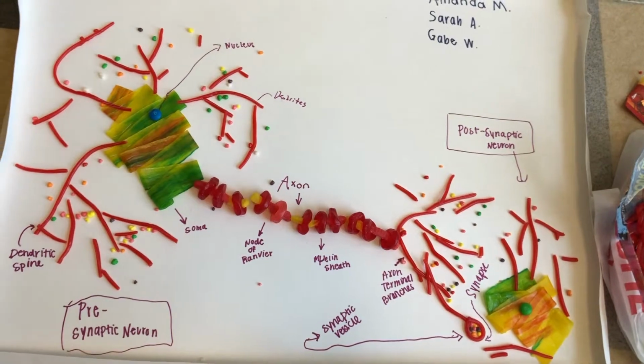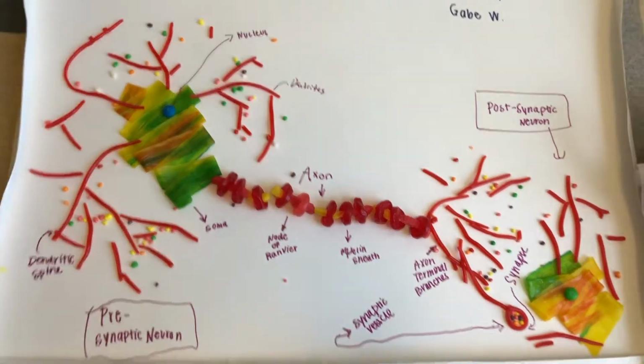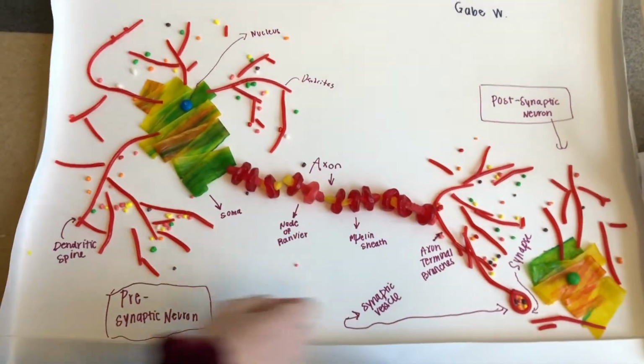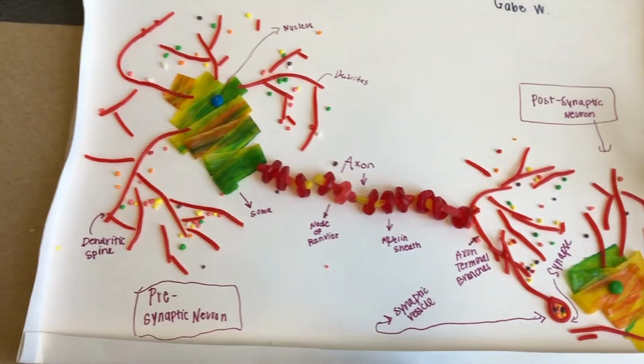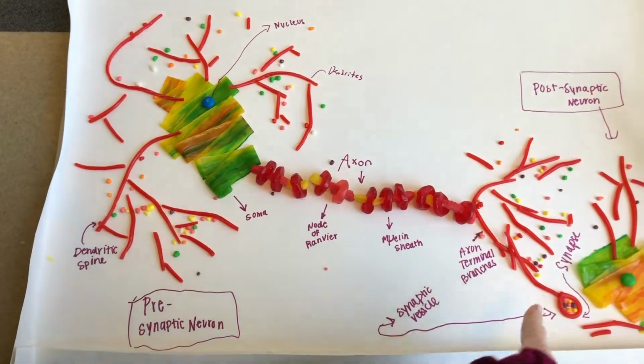Once the threshold is reached, the action potential moves all the way down the axon, allowing the electrical signal to make it to the axon terminals, which contain vesicles, which are little sacs that contain neurotransmitters. The synapse is the space between the axon of the presynaptic cell and the dendrite of the other.